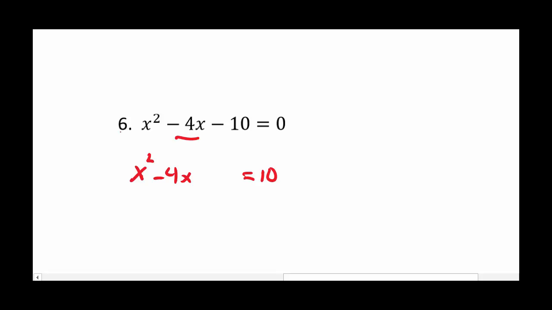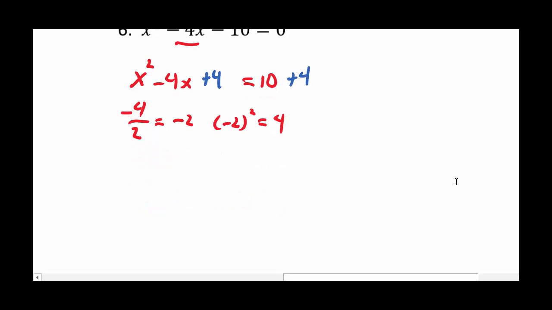And then completing the square process, so I take the number, divide it by 2, gives me a negative 2, and then I square it to get 4. And so that's the magic number that I'm going to add to both sides to make this a perfect square trinomial. So on the left, that x squared minus 4x plus 4 factors into (x minus 2) squared. And on the right, I have 14.